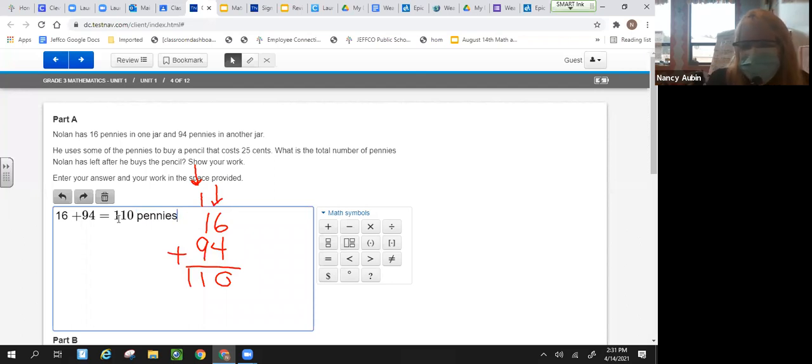So now we know Nolan has 110 pennies. Now, Lennox, I think you were jumping ahead, right? He uses some of the pennies to buy a pencil that costs 25 cents. You didn't see the 16 right away, so now you get it? That's why we read carefully, right? Because sometimes those things disappear. What is the total number of pennies Nolan has left after he buys the pencils? So on my computer, what am I going to type, Lennox? How much is the pencil? Pencil costs 25. Now, am I going to just try to answer that? Nope. If you make a mistake, you can hit backspace, or there's a trash can, or there's an undo, or there's a redo.